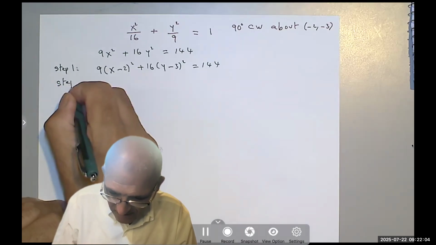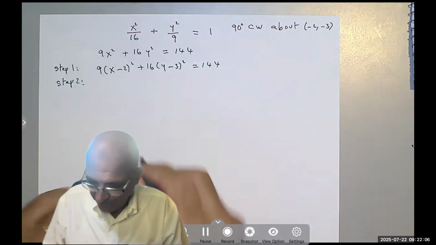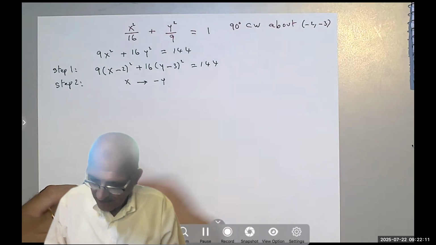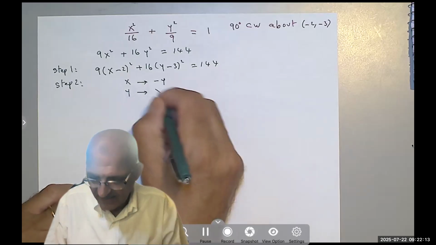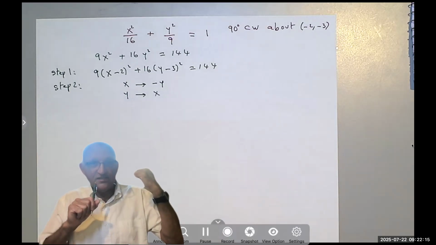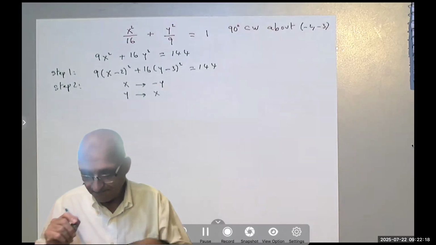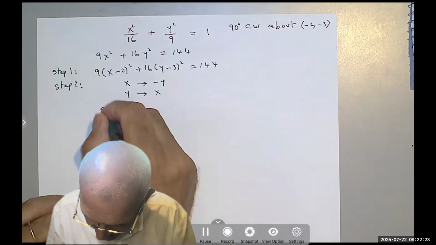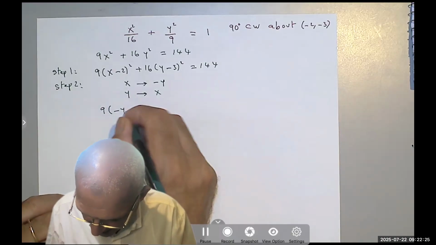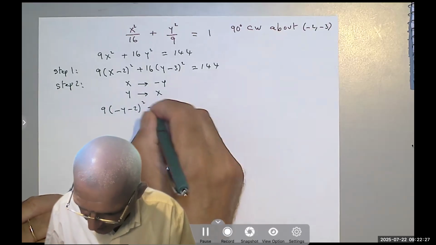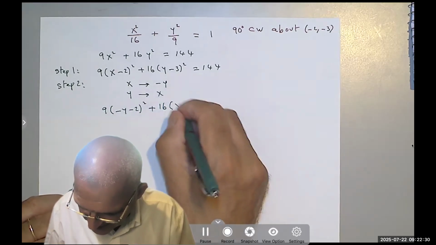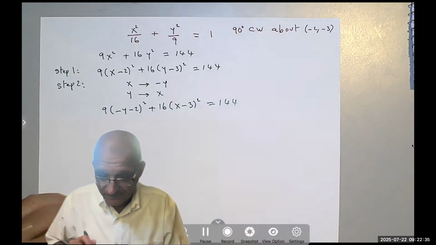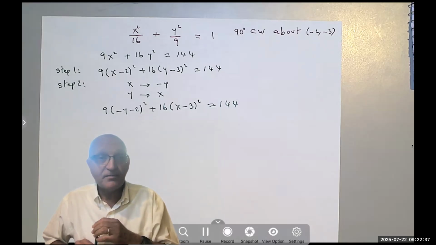Step 2, remember step 2? For the x, we're going to make it -y. And the y, we're going to make it x. The opposite of what we did when we were rotating counterclockwise. So let's rewrite those. The first one would be 9 (-y minus 2) squared plus 16 (x minus 3) squared equals 144. That's step number 2.